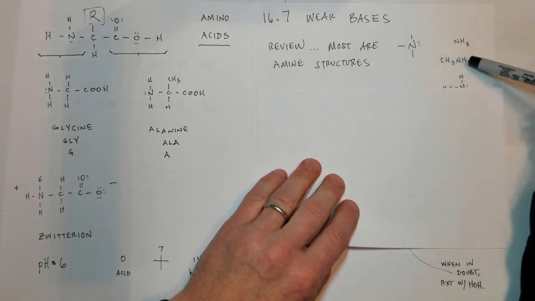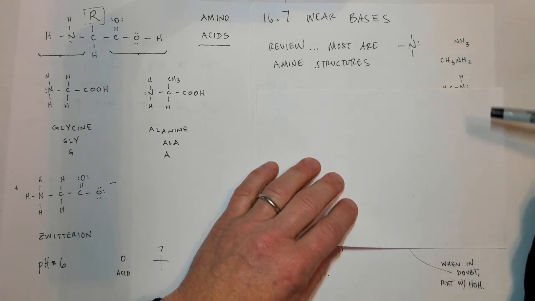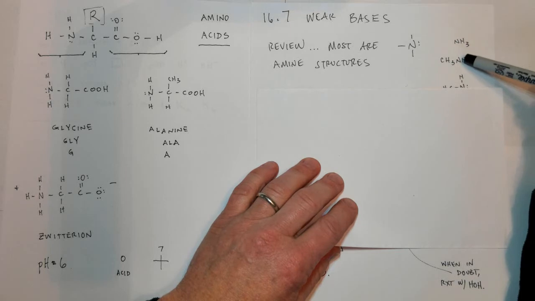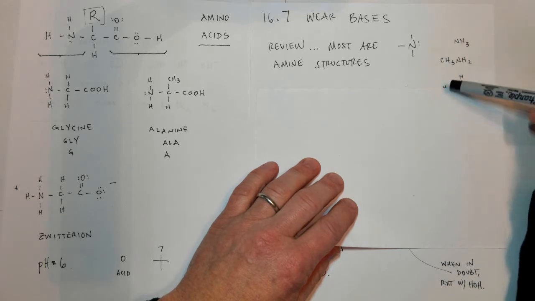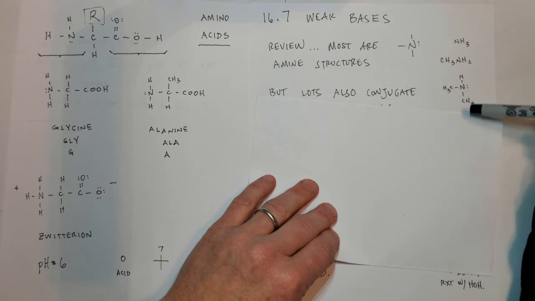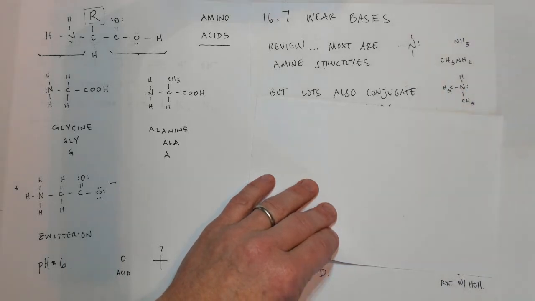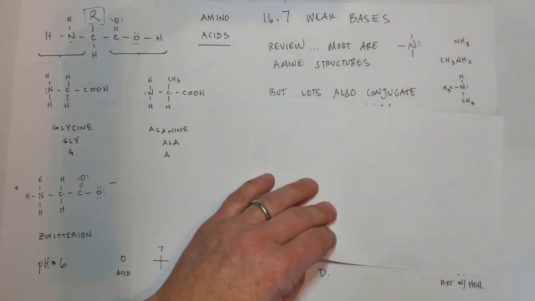Methylamine, or methyl ammonia, sometimes it's called, has two hydrogens attached to it, and then a methyl group. Here's another one that's got dimethyl ammonia, or two methyls attached to the amine group. And those are just a few examples of the amine structures.